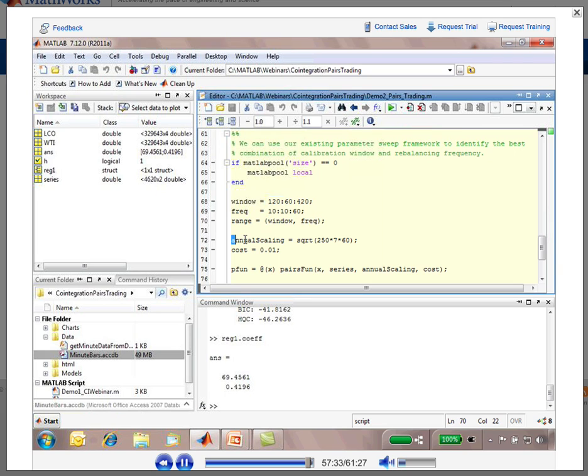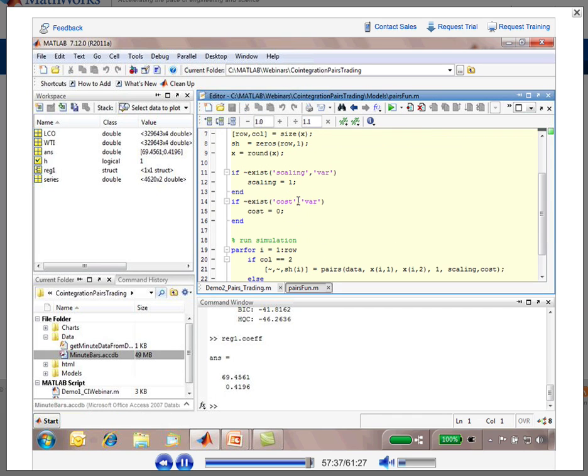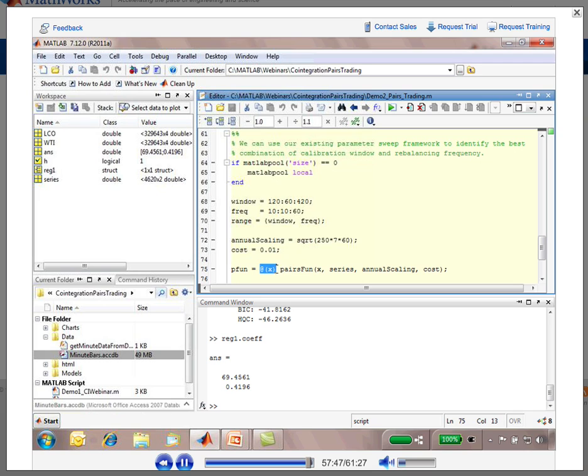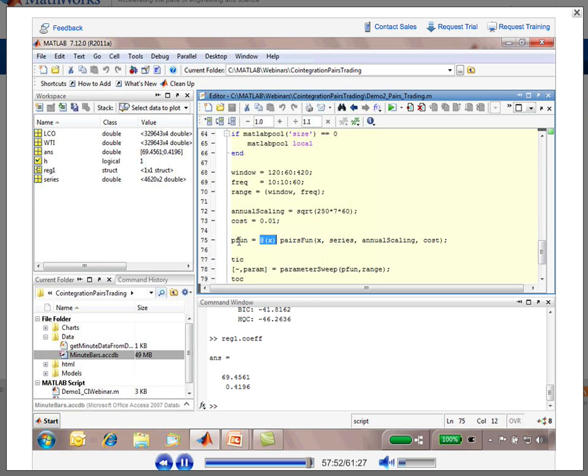Now the annual scaling and costs are entered into the pairs function. We'll go ahead and look at this. What we're doing is testing if there's scaling, if there's cost, providing defaults if they exist. So what we're essentially calling is the pairs strategy. The function handle here basically allows us to pass in a function to another function. So we're going to pass in this pairs function to this other function called parameter sweep.